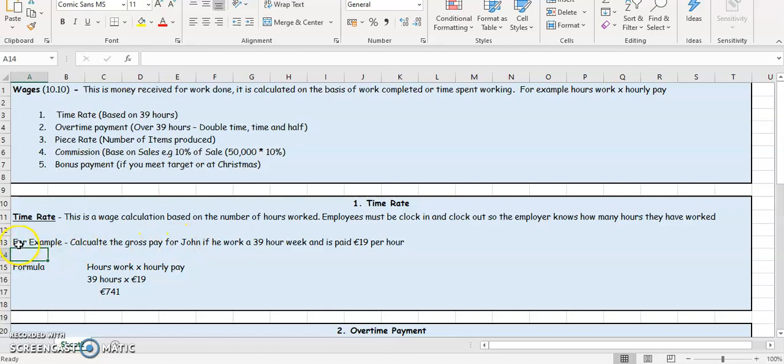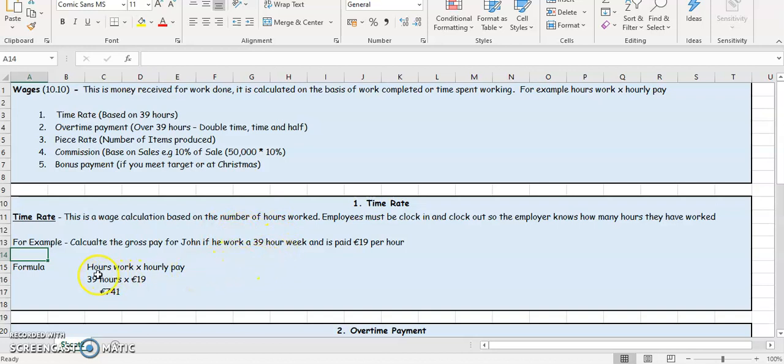So we take this example. For example, calculate the gross pay for John if he works a 39-hour week and is paid 19 euro per hour. So for every hour that John works, he gets 19 euros. In this example, he works a 39-hour week.